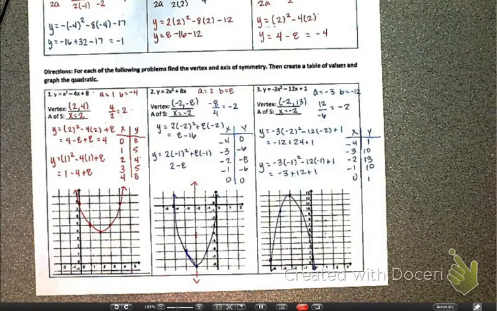Okay, so it faces down. It's skinnier than the parent function, so we're solid. Yeah? That's one of our labels.